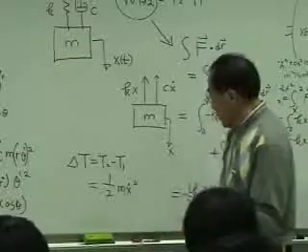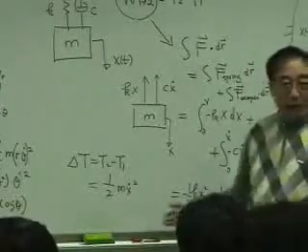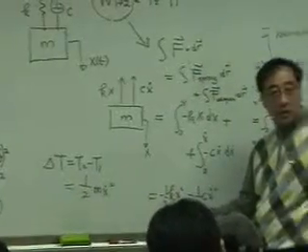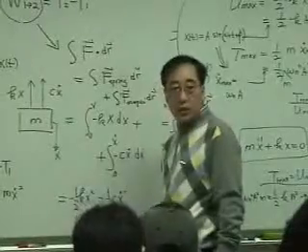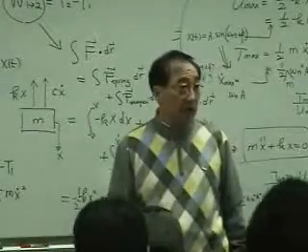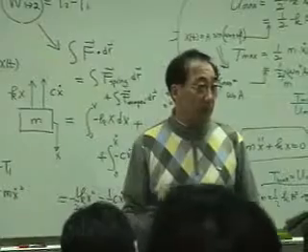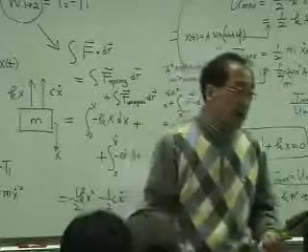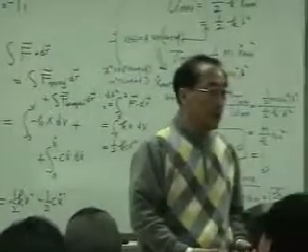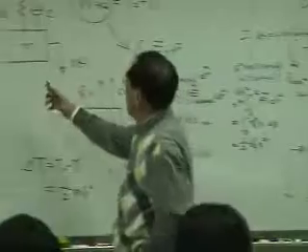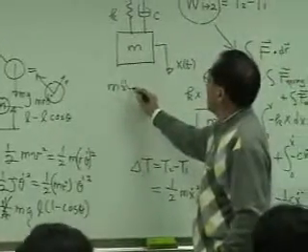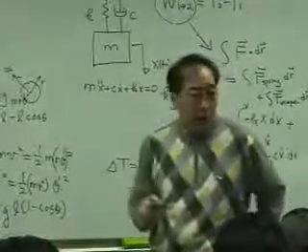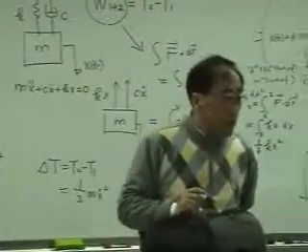Okay? But this has to be same. So I can say 1/2 m x dot squared plus 1/2 kx squared plus 1/2 c x dot squared has to be 0. So again, if I differentiate, then I will get the same equation that we obtained. Okay?